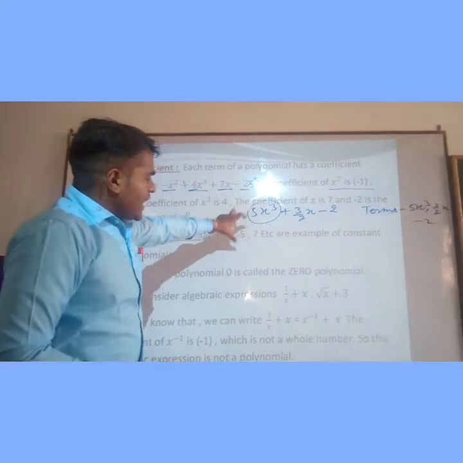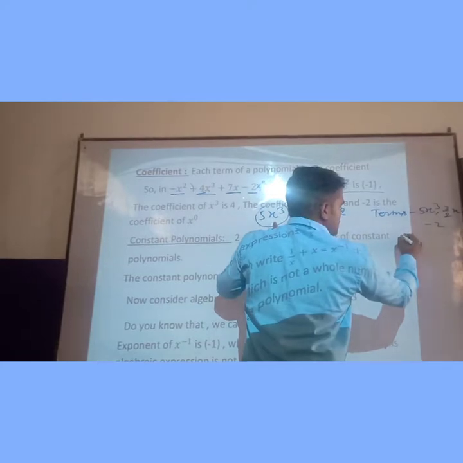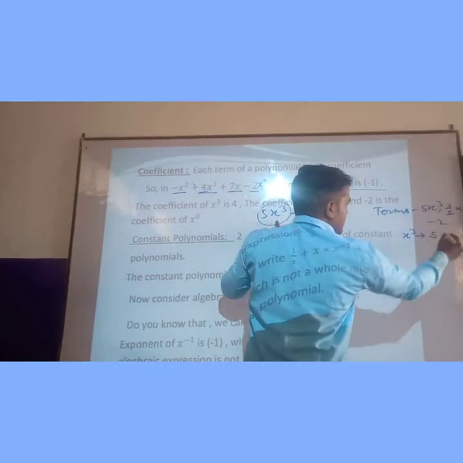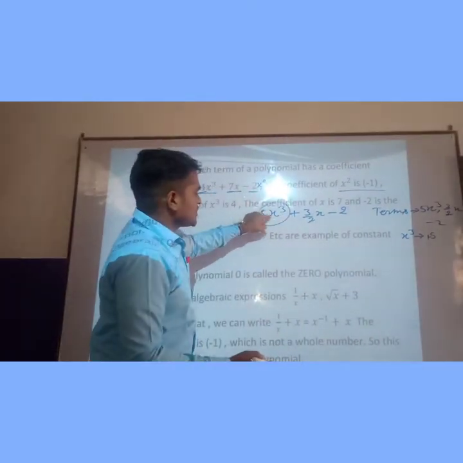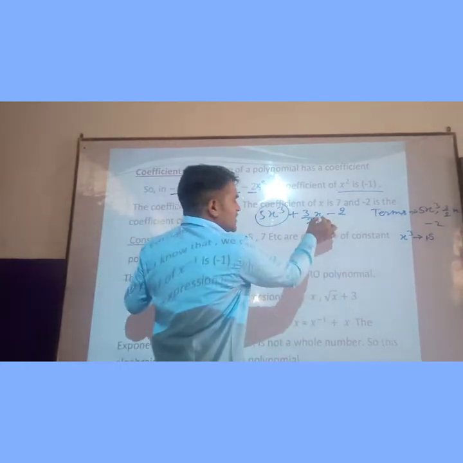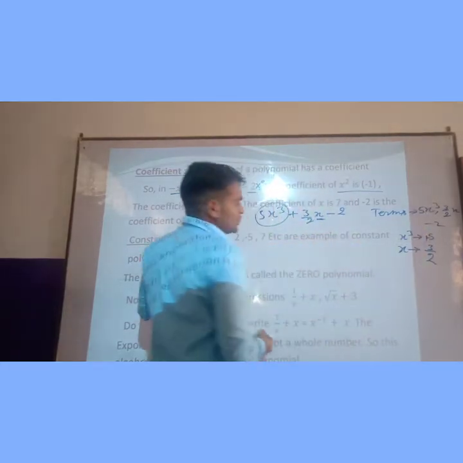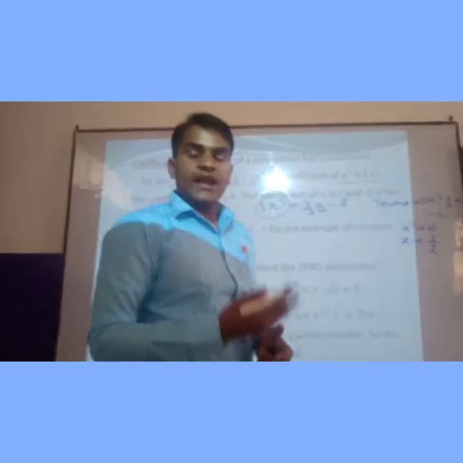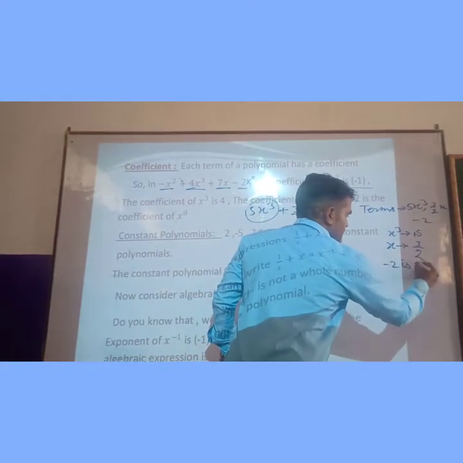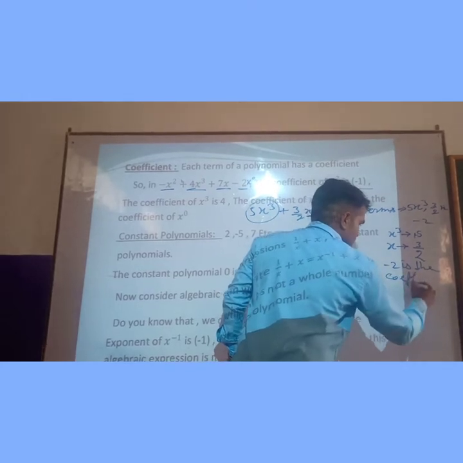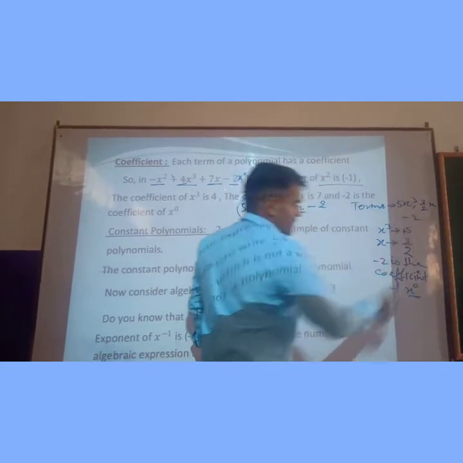You have to write the coefficient of each term. So what is the coefficient of x cube? Sorry, it is plus 5, the sign is plus. So the coefficient of x cube is 5, the coefficient of x is 3 upon 2, and minus 2 is the coefficient of x power 0.